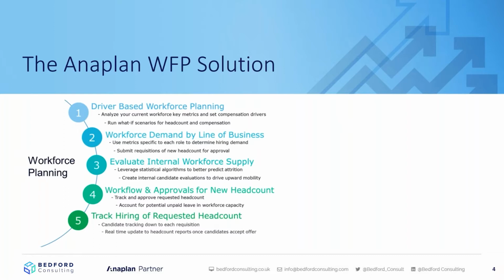Evaluating internal workforce supply. Anaplan enables you to leverage statistical algorithms, inbuilt algorithms based on functions and formulas that we have in the system at our disposal to better predict attrition. Not just attrition, we can of course predict any kind of trend or correlation that we may want to forecast in the system.